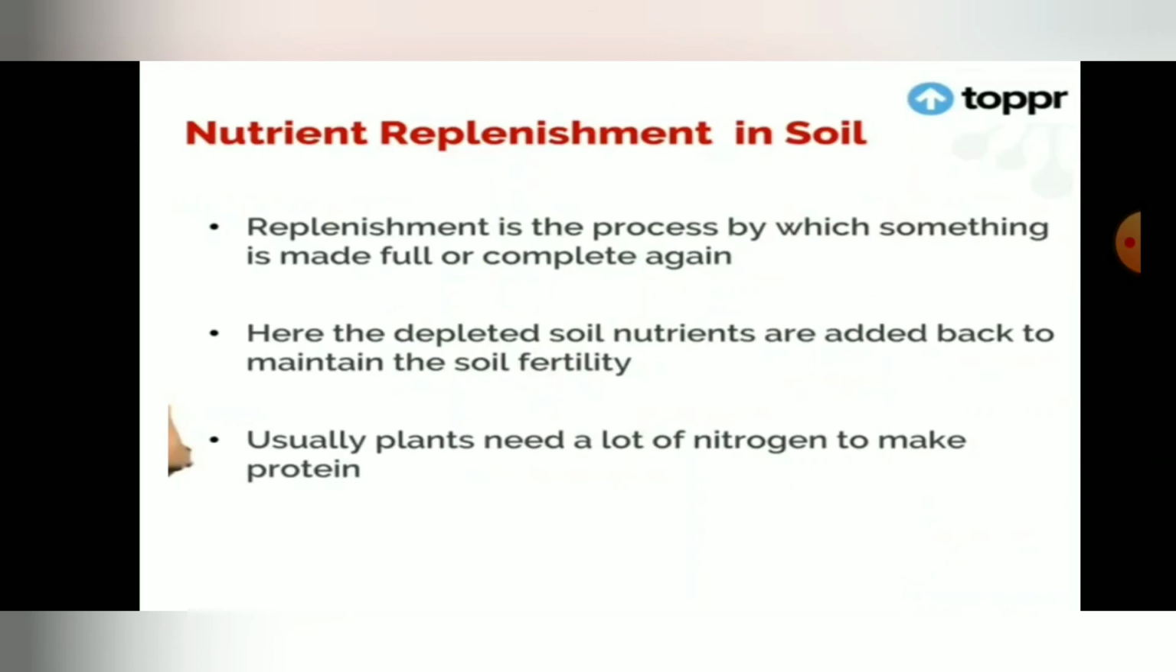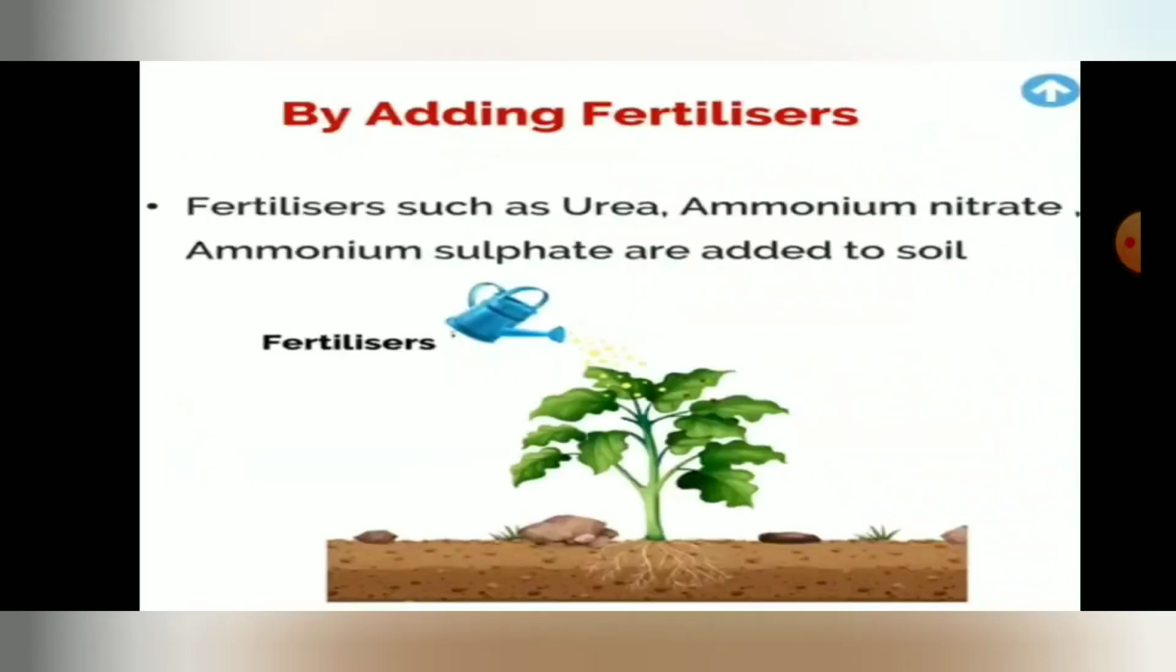So how can we do this? Here the depleted soil nutrients are added back to maintain the soil fertility. Otherwise the soil becomes infertile. If the plants have to grow in the soil, it should contain all the nutrients, right? Usually plants need a lot of nitrogen to make protein. The plants need one important mineral, that is nitrogen. It is very important. So how can it be replenished?